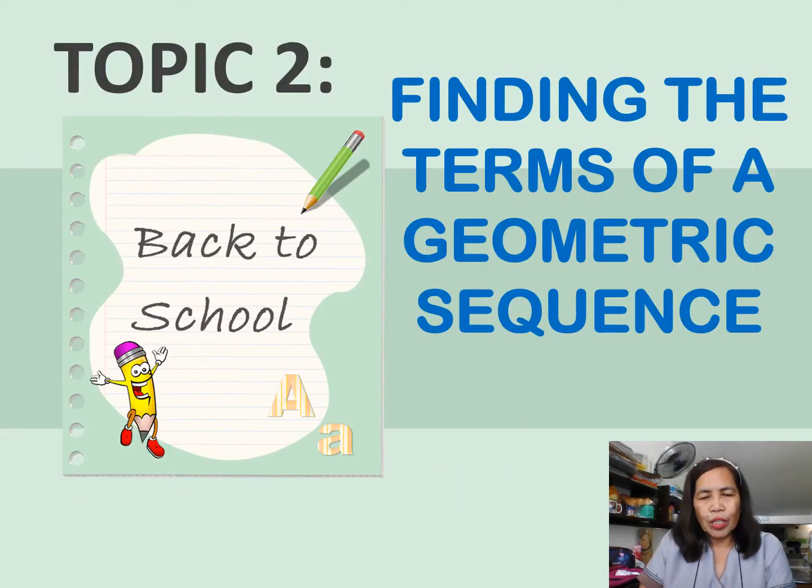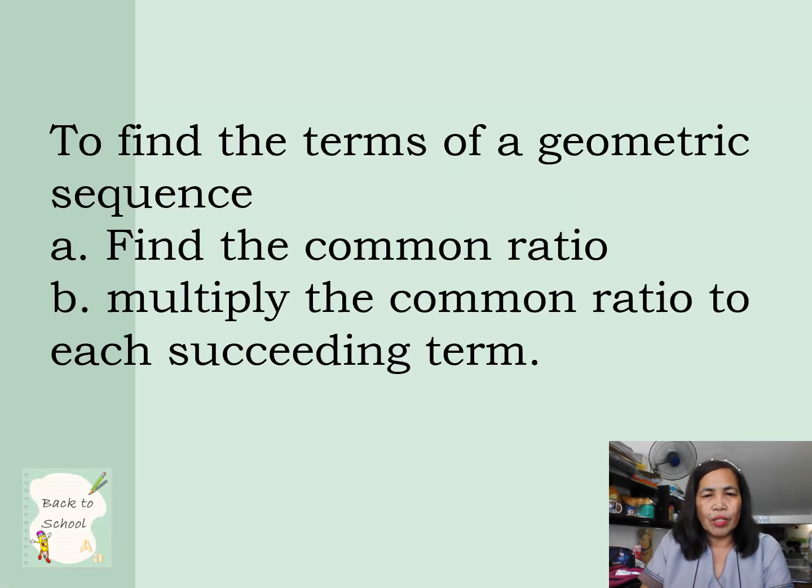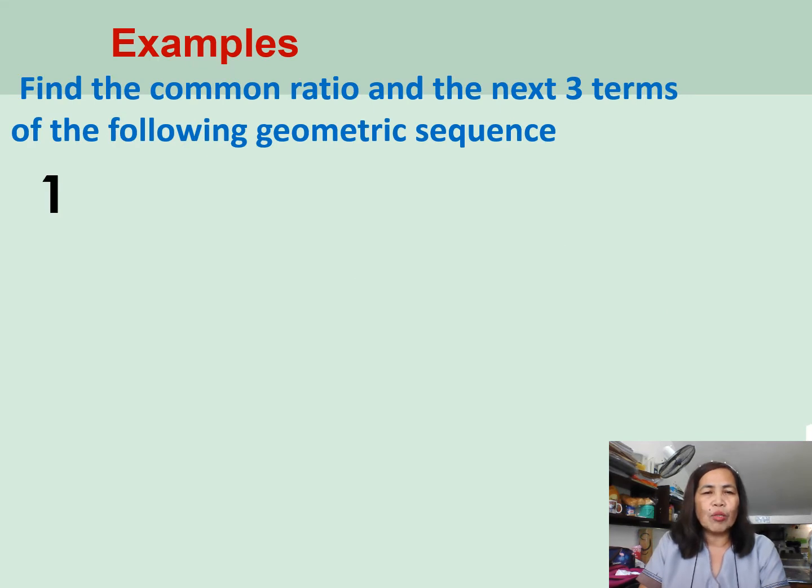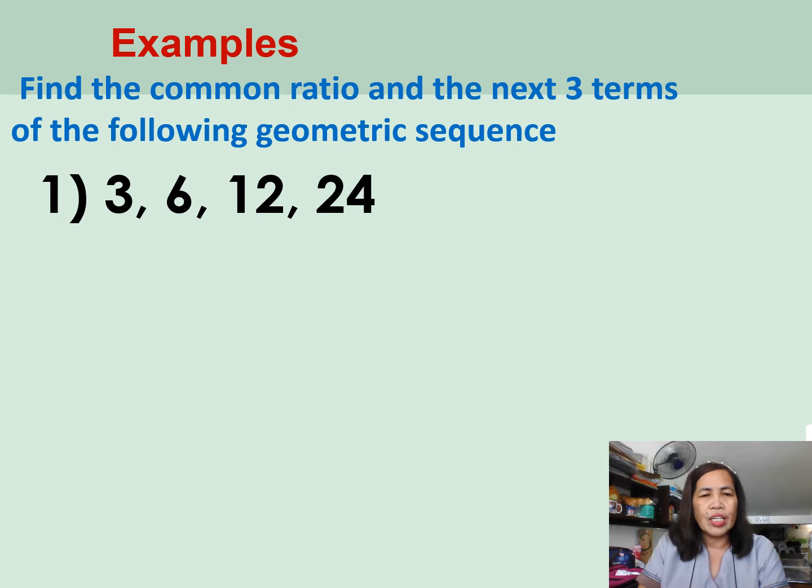Okay, let's proceed to topic number 2, which is finding the terms of a geometric sequence. To find the terms of a geometric sequence, first you find the common ratio and then multiply it to each succeeding term. Examples: find the common ratio and the next 3 terms. So we have 3, 6, 12, 24.